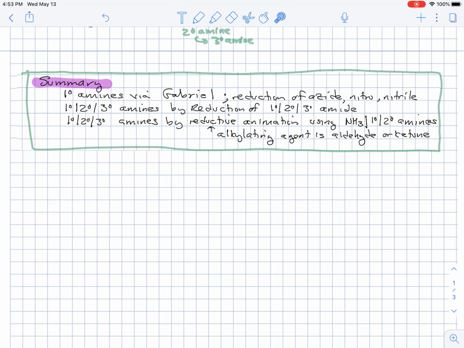So by reducing a primary or secondary or tertiary amide, you can get the corresponding primary, secondary, or tertiary amine. And the one kind of tricky thing to remember here is that when you do that, students sometimes forget about this carbonyl carbon. So remember that the carbonyl carbon becomes a CH2 when you do that.